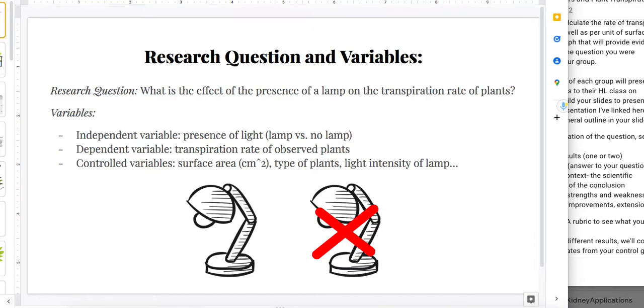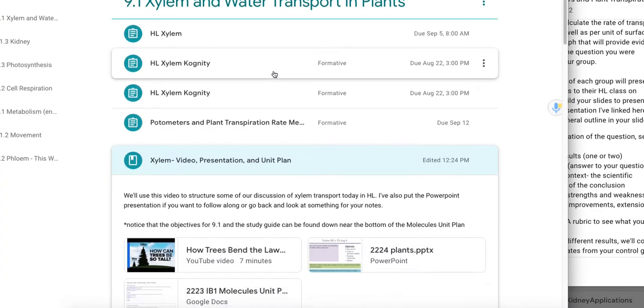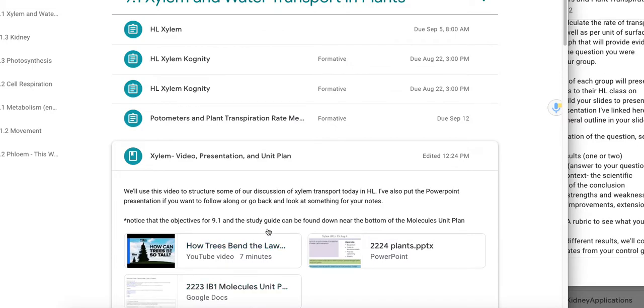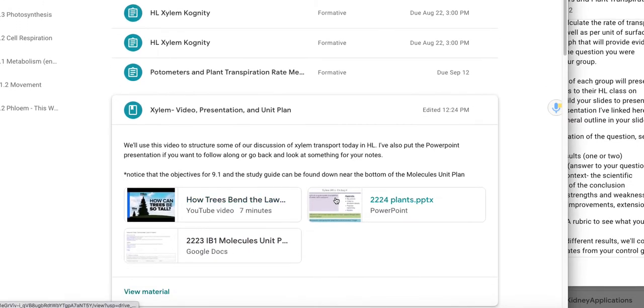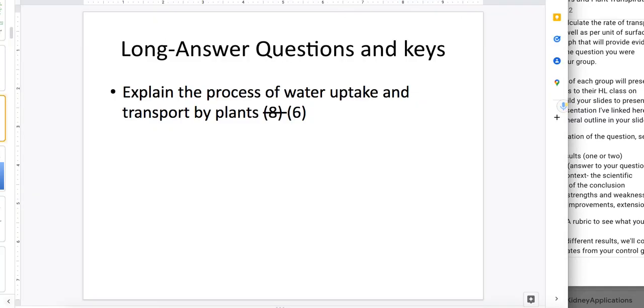Okay, so just really quickly first, on the unit plan, I just want to go back to some things that might be helpful. So this is the PowerPoint. It's actually about all things having to do with plants, so you probably only really want to look at a certain part of it. And I especially wanted to highlight this.